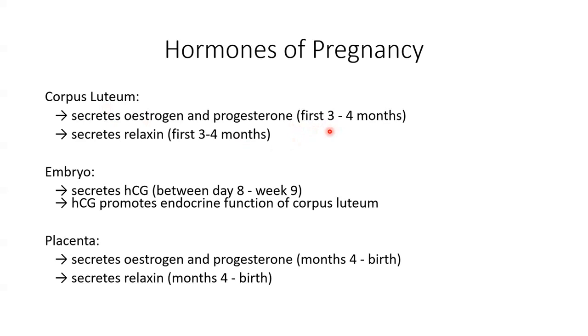After the first 3 to 4 months, the placenta is now fully formed, so we can stop secreting HCG to stop the corpus luteum producing these hormones. Here the placenta then takes over. So the placenta also secretes the estrogen and the progesterone from about month 4 till the end of the pregnancy. Towards the end of the pregnancy, we also have a big increase in the secretion of relaxin, which remember is the hormone that helps relax the joints and the cervix to help ease the delivery of a baby.